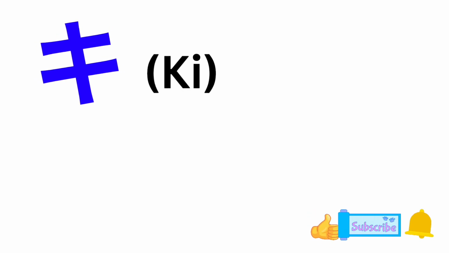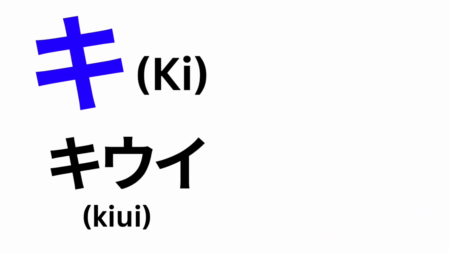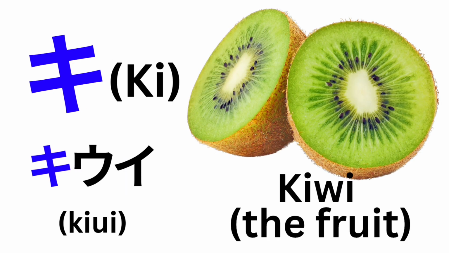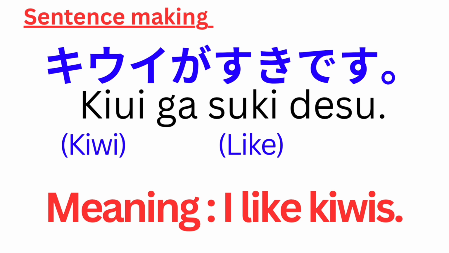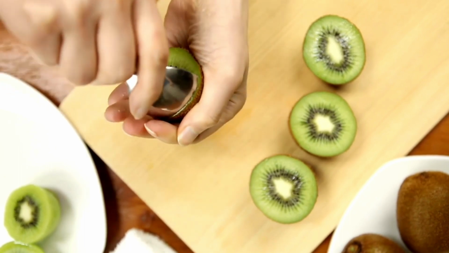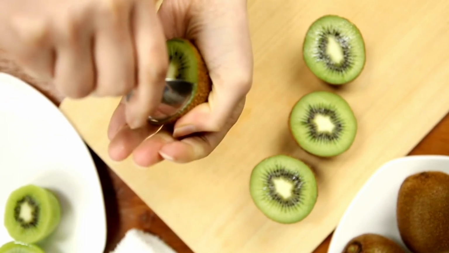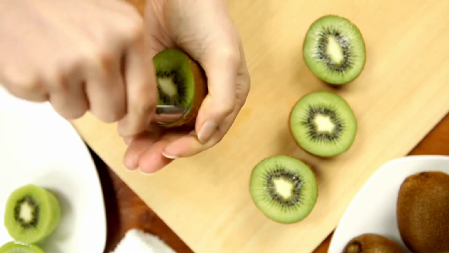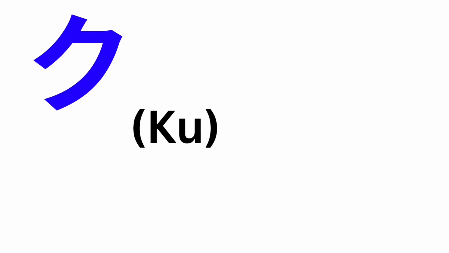Second one, ki. Ki. Example word, kiwi. Kiwi means kiwi. Example sentence, kiwi ga suki desu. I like kiwi. Kiwi ga suki desu.